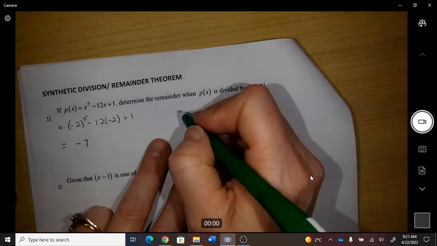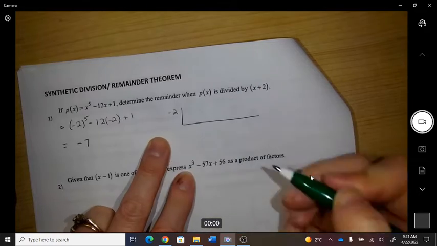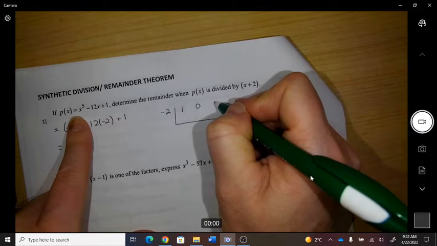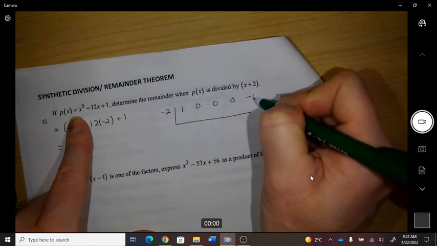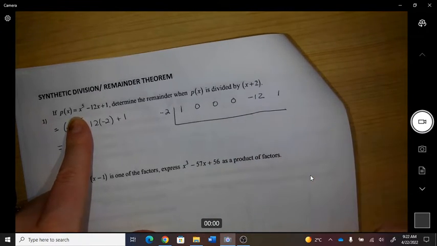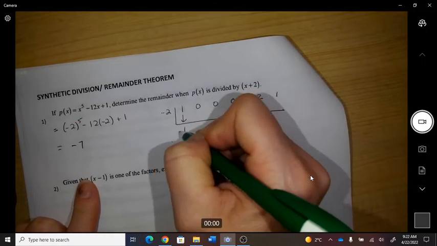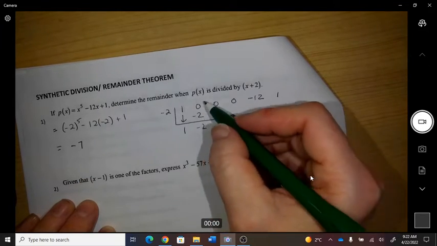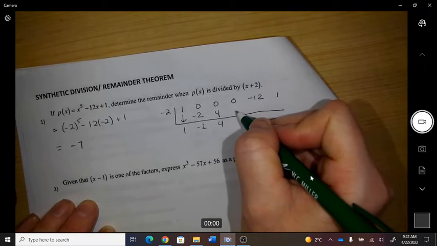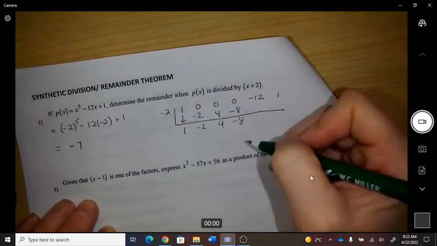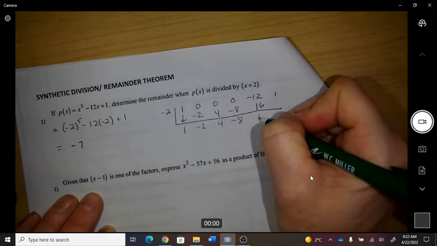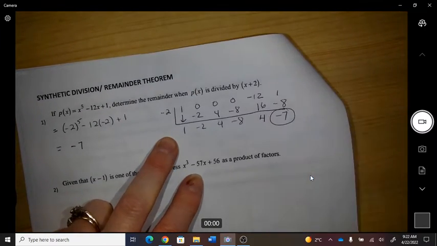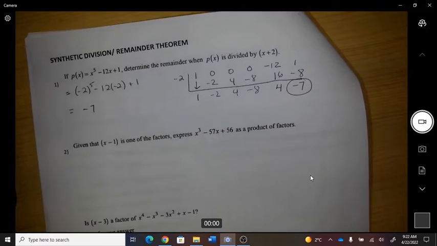Or you can synthetically divide. So a negative 2 in the front, 1 for x to the 5th, no fourths, no cubes, no squareds, negative 12x, and a 1. Bring this down, 1, multiply, add, multiply, multiply, add, multiply, add, multiply, add, multiply, add, and then my remainder is negative 7.